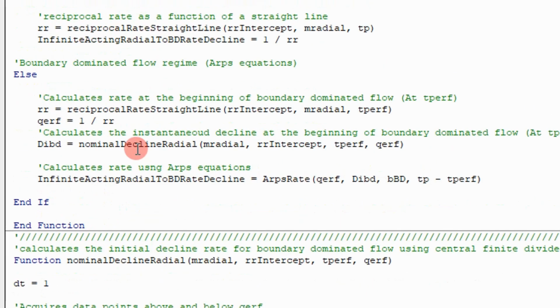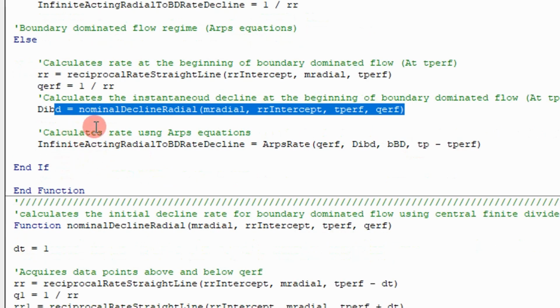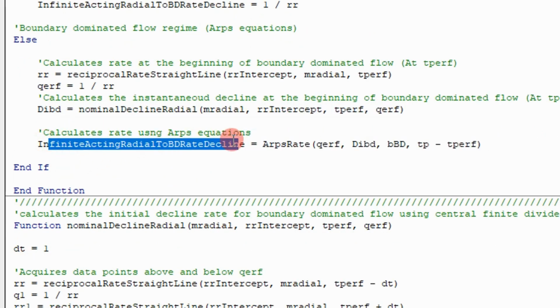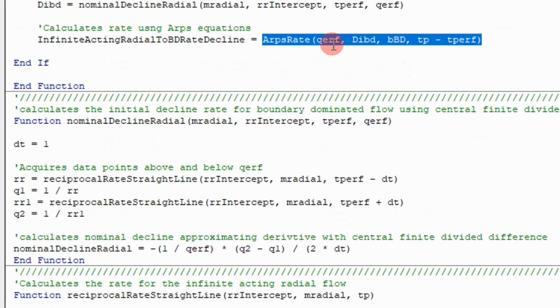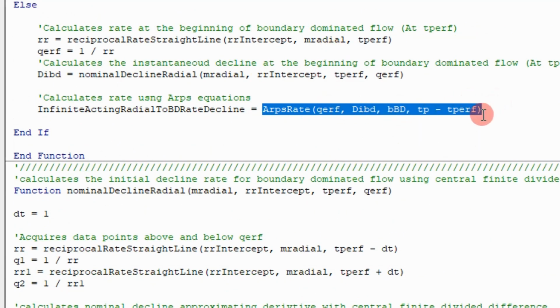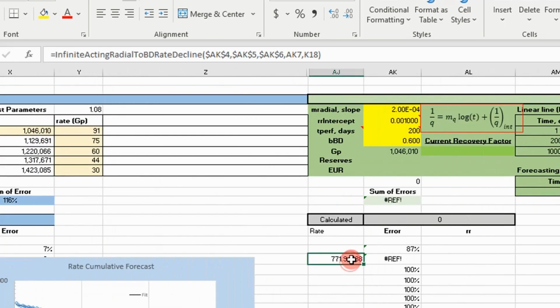And so after I do that, it goes back up here, and then we calculate our rate using Arps. This is an equation we used previously, Arps rate. This is our rate time interpretation. Arps rate is going to be these equations right here.